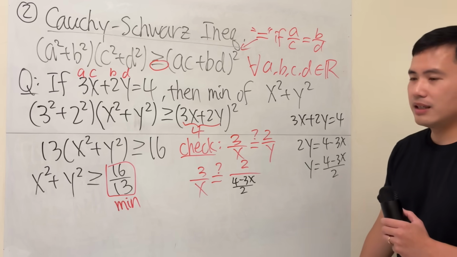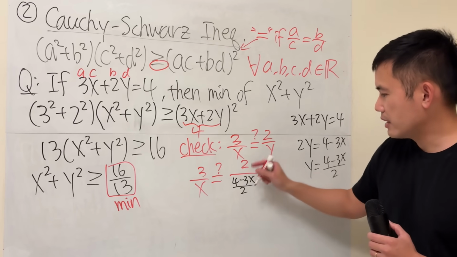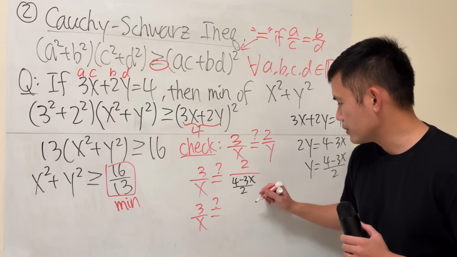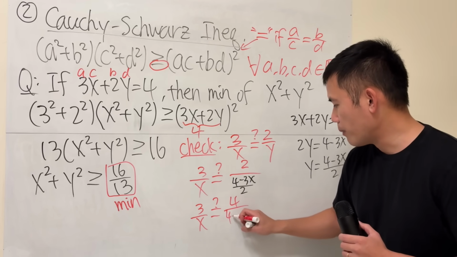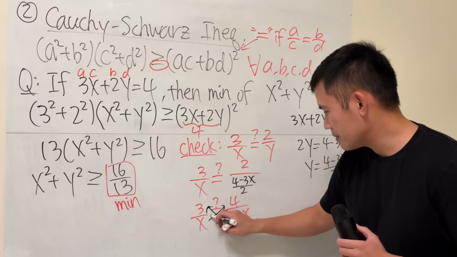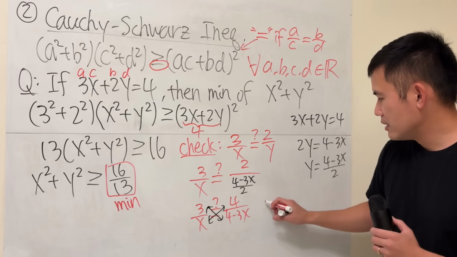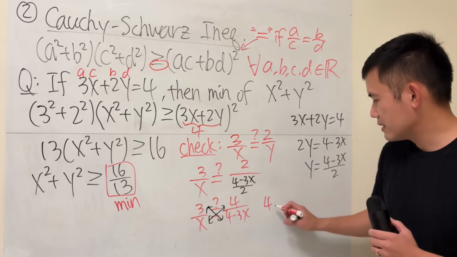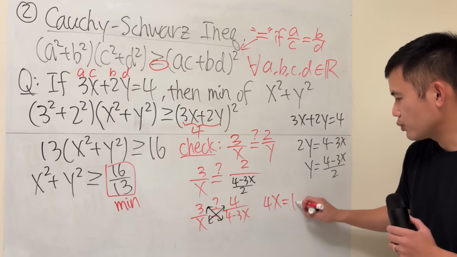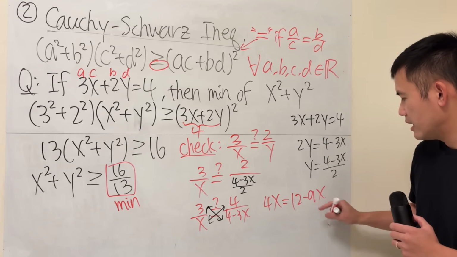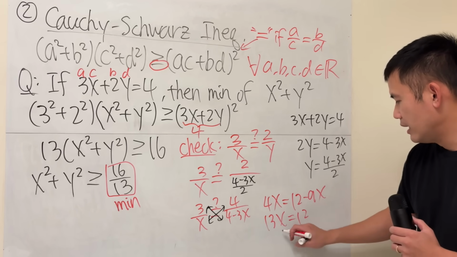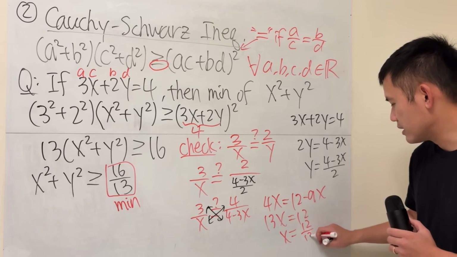Alright, and then the rest is just kind of like doing the algebra. So let me clean this up. This is 3 over x. Can this be equal to, put that to the top, 4 over (4 minus 3x). And then just do the rest. This times this times that. So we're saying 4x. And then this times that, which is distribute, so that's 12 minus 9x. And if you put this to here, it's 13x is equal to 12. x is equal to 12 over 13.